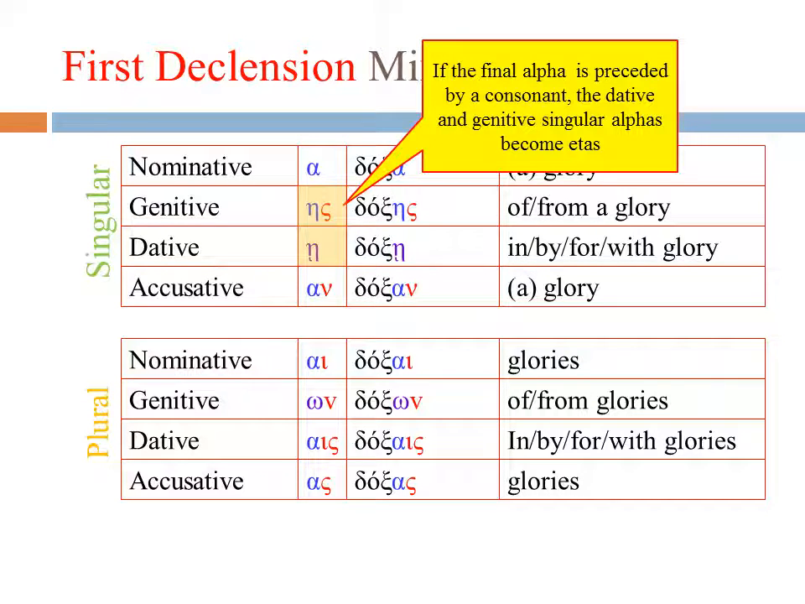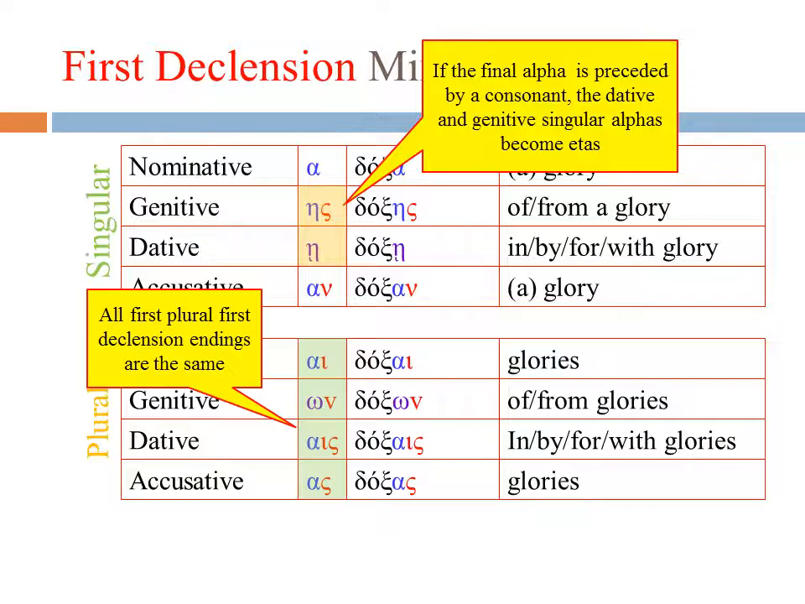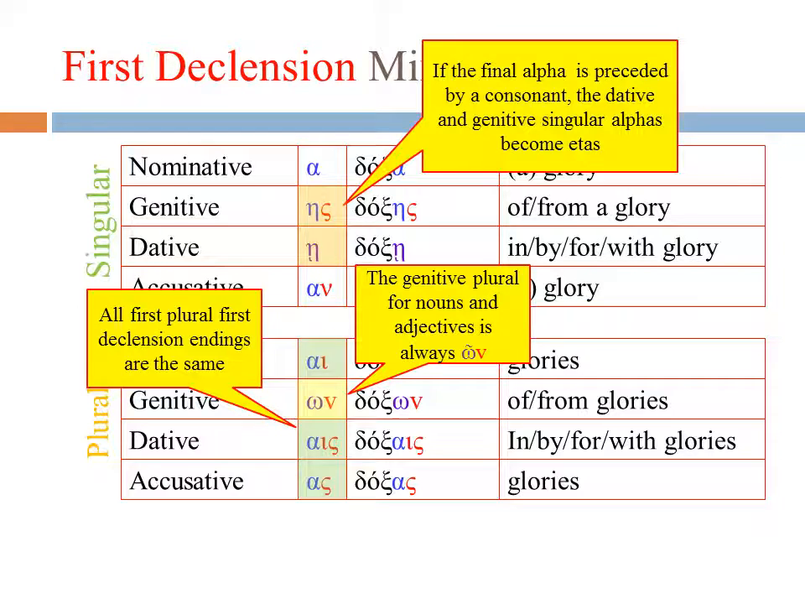If the final alpha is preceded by a consonant, the dative and the genitive singular alphas become etas. So instead of alpha, alpha sigma, alpha iota, alpha nu, we get alpha, eta sigma, eta iota, and alpha nu. So the only things that are affected are these two forms. All first declension plural endings are the same: ai, own, ais, as. And the genitive plural for nouns and adjectives is always own.